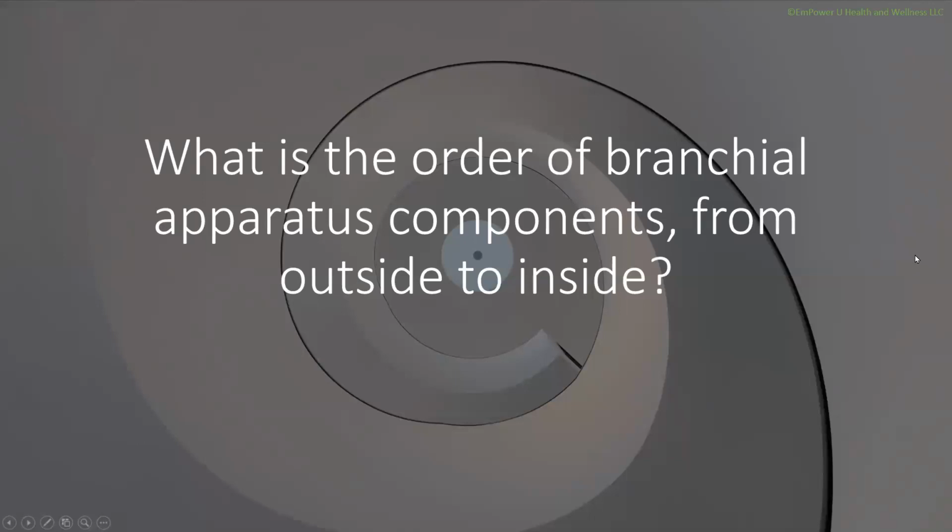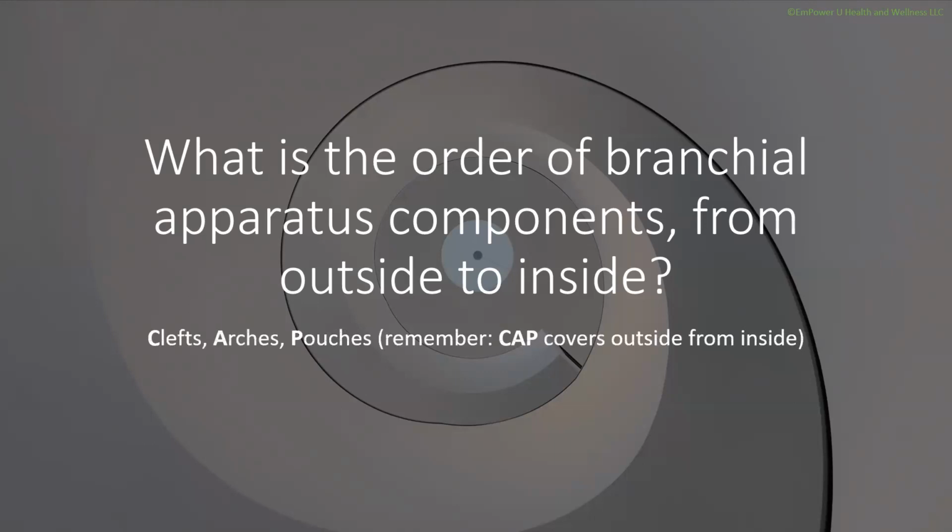All right. Okay, this is good. What is the order of our branchial apparatus components from outside to inside? CAP. So what's CAP? Clefts, arches, pouches, right? So CAP covers from outside to inside. Clefts, not, I think did we say clefts or crests? I think we said crests. Clefts, arches, and pouches. We were just thinking of neural crest cells, like traumatized us. So clefts, arches, and pouches. So clefts, ectoderm; arches, meso; pouches, endo.